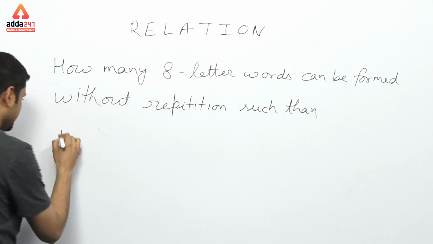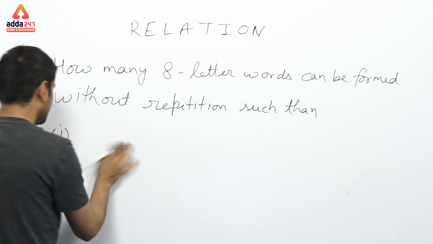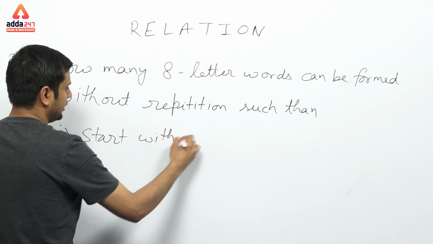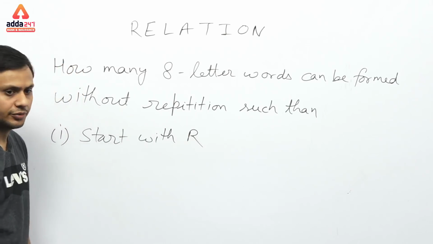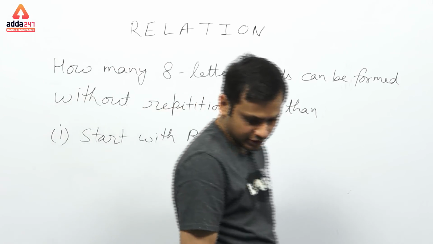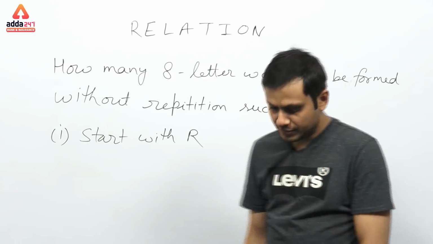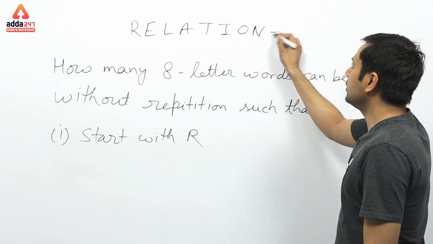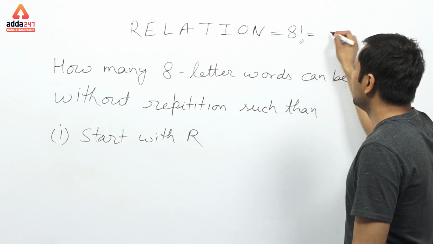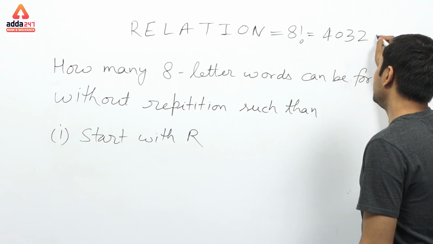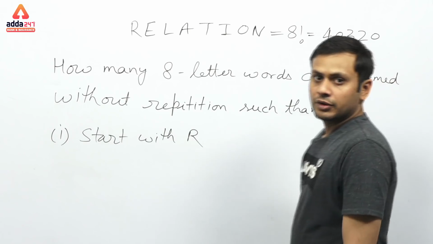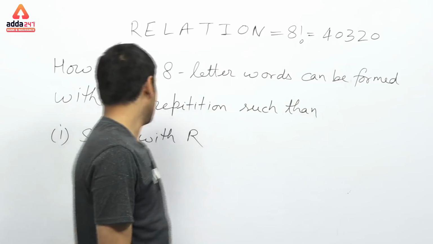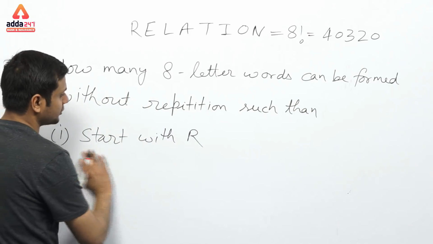Let us say the first part is the word starts with the letter R. Again, if you think about it, guys, not the total number of words, but the total number of ways in which these 8 letters can be arranged. Obviously, since there are 8 letters, that is 8 factorial, or its value is 40,320, 1 into 2 into 3 into 4 up to 8. We will be getting 40,320, but the first condition is the word starts with R.